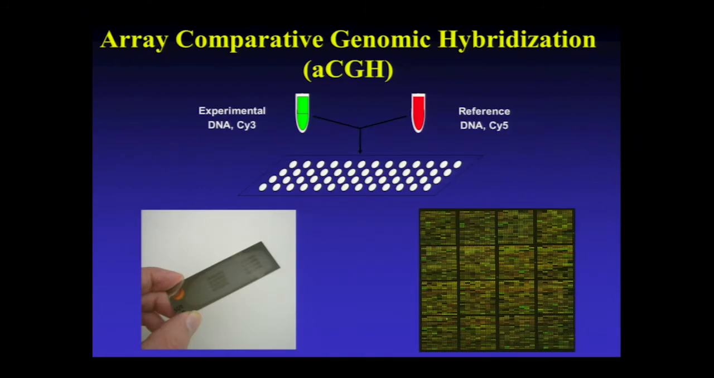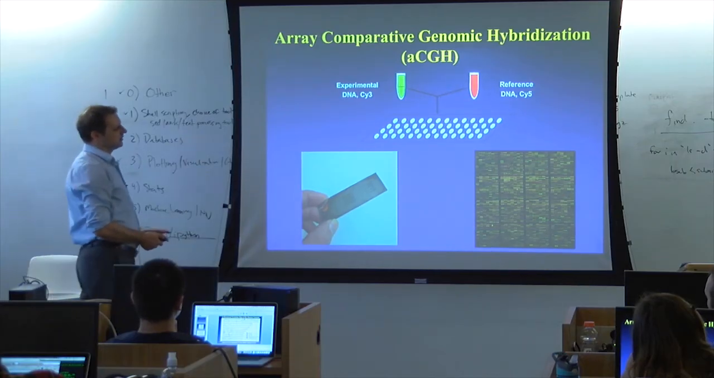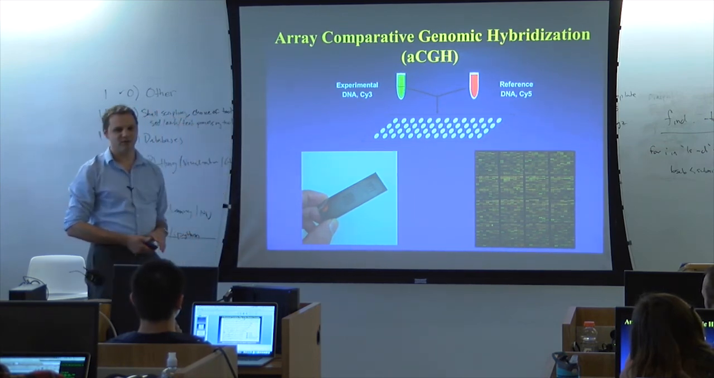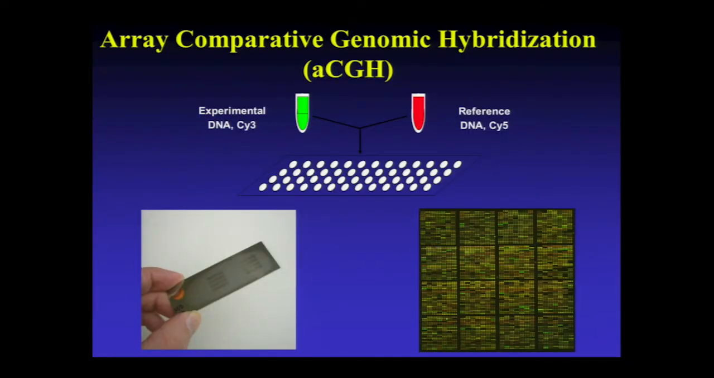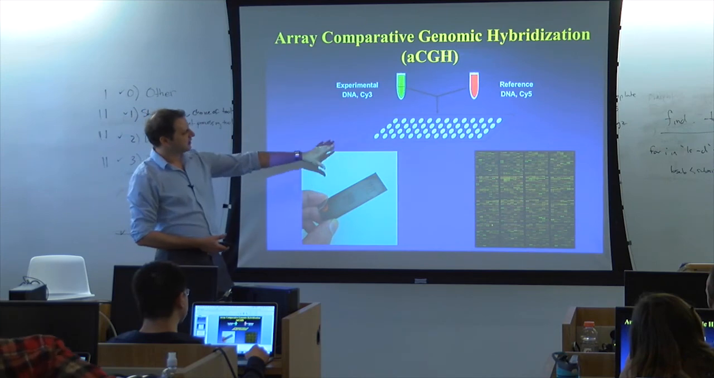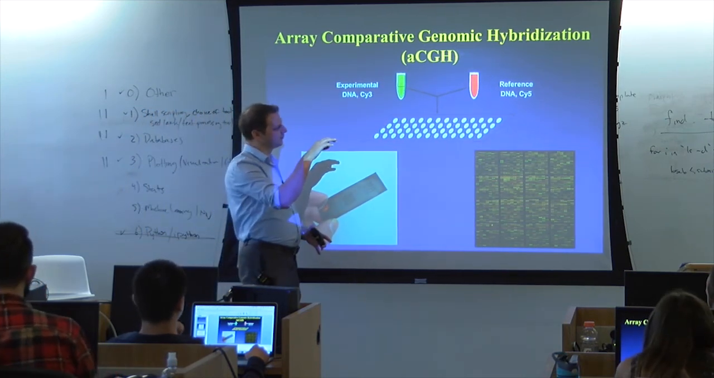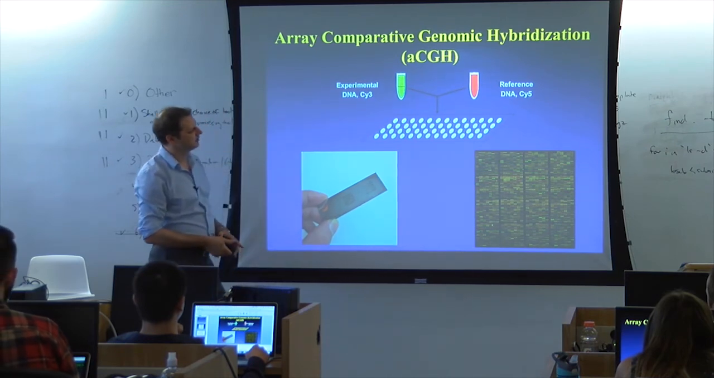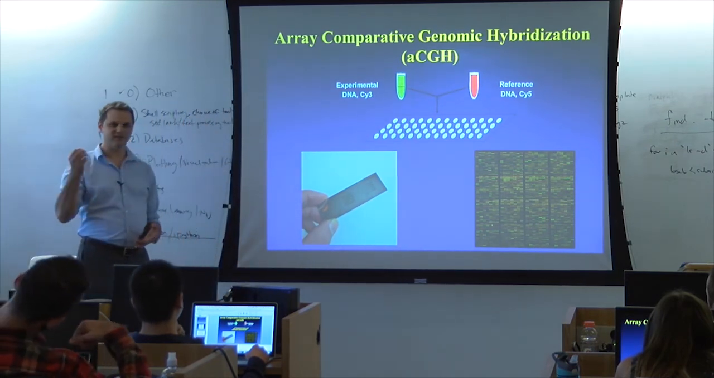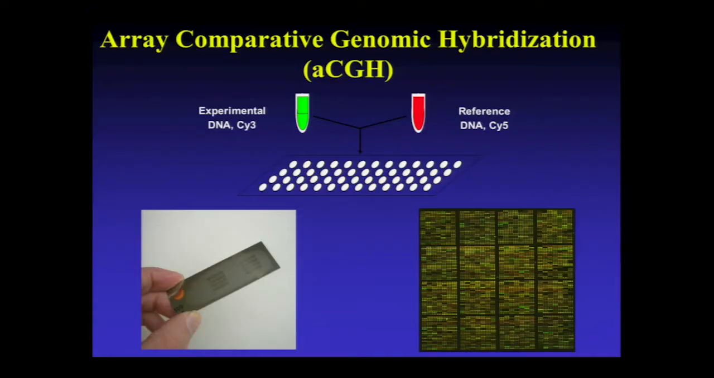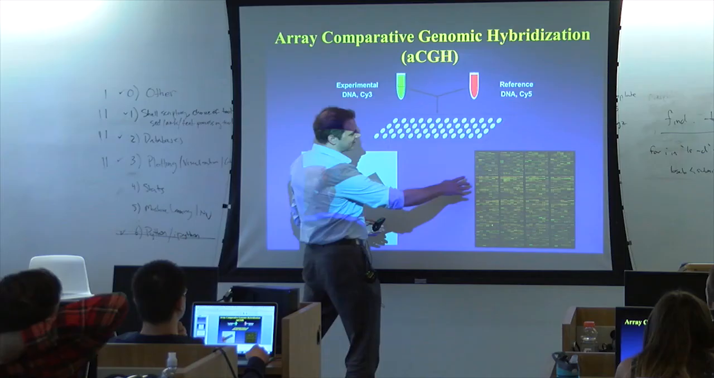One of the earlier technologies that was used to study copy number variations in genomes was a microarray-based approach called array comparative genomic hybridization, or array CGH. The way in which this technology works is you have a glass slide, a standard microscope slide, onto which you spot DNA corresponding to probes of pieces of DNA that you want to assay. This is a picture of me actually holding an array that I made. And the arrays look something like this.